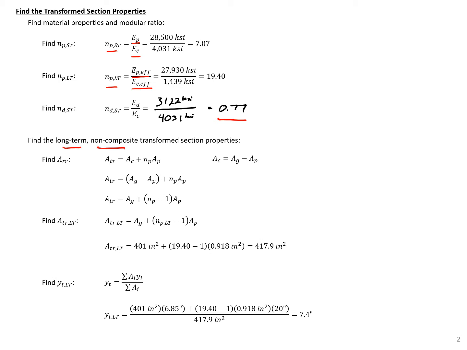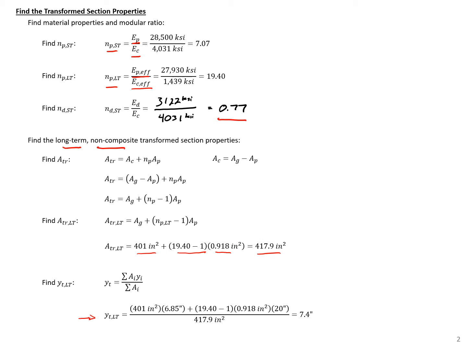non-composite transform section properties, we'll use the same procedure that we'd used in previous examples. So I'll go through this quickly. So for our transformed area, we just take our gross area plus n long-term minus 1 times our pre-stress area, and that gives us our long-term transformed area.